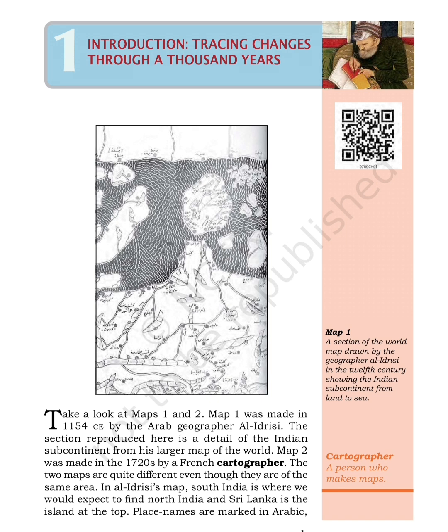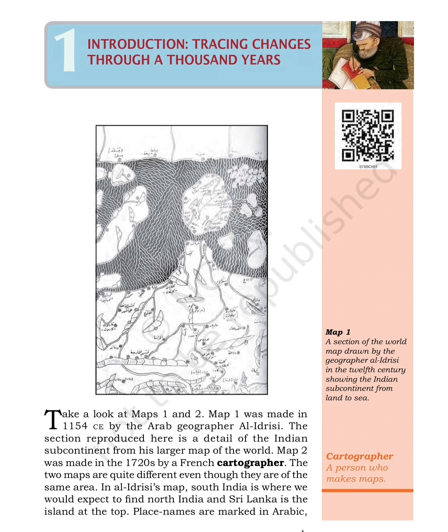Take a look at Maps 1 and 2. Map 1 was made in 1154 by the Arab geographer Al-Idrisi. The section reproduced here is a detail of the Indian subcontinent from his larger map of the world. Map 2 was made in the 1720s by a French cartographer. The two maps are quite different even though they are of the same area.